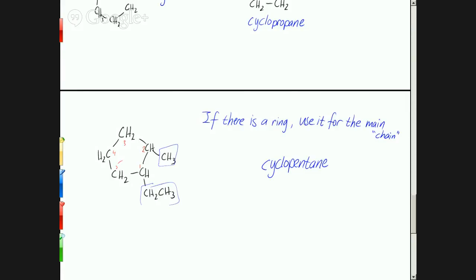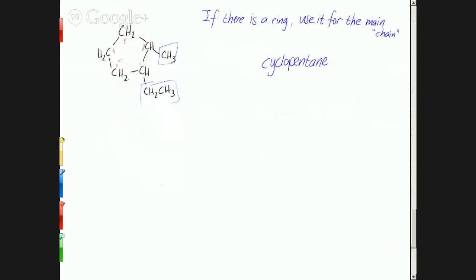Because ethyl starts with E, methyl starts with M, so the E comes before that. The E gets precedence over the M. But it doesn't really matter. Those sorts of distinctions we're not going to focus on in this class. So this could be 1-ethyl, 2-methyl cyclopentane.